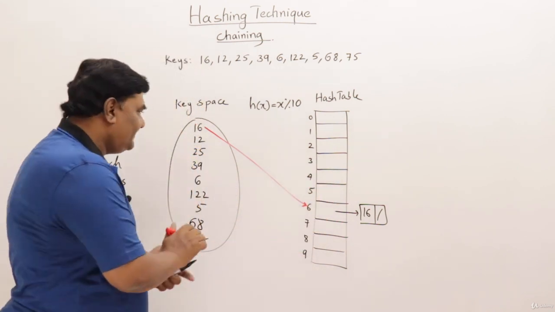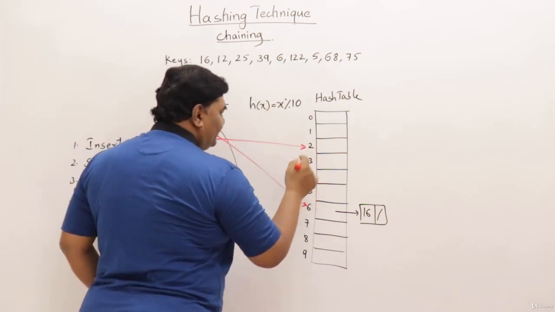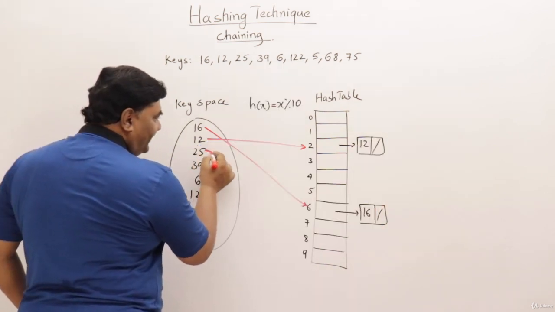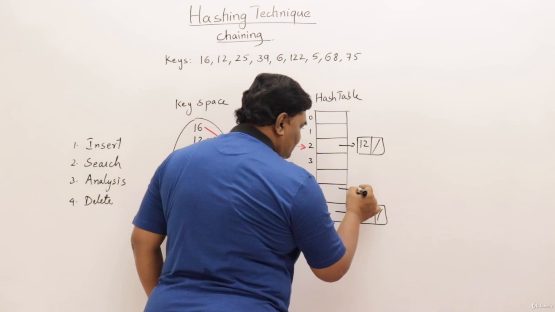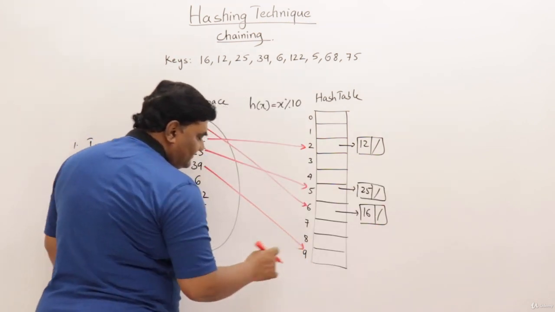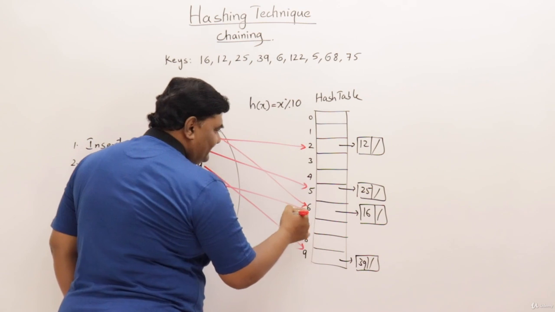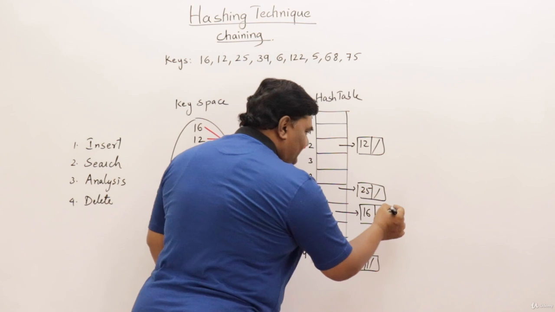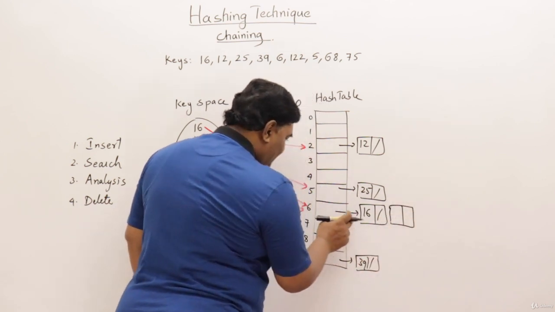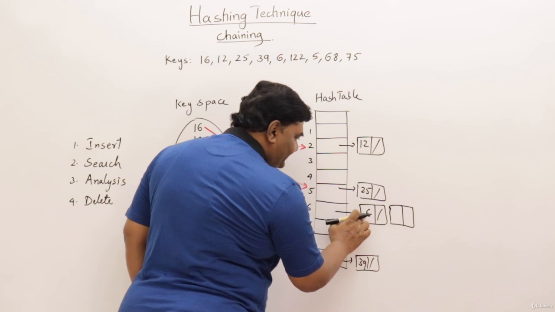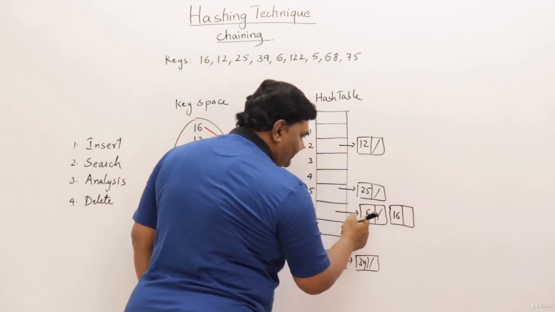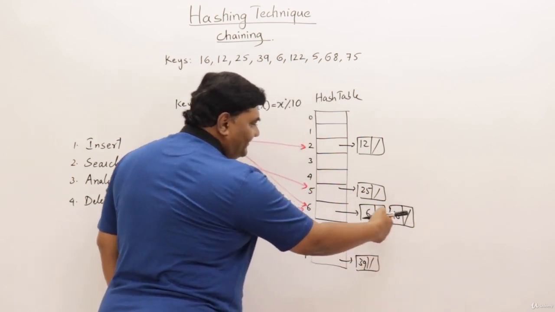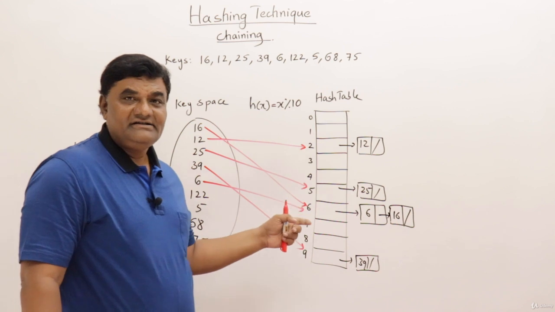Then let us insert the rest of them. 12 mod 10 is 2, so it is inserted at this place in a node. 25 is 5. 39 is 9. 6 is 6. This is a collision. But here we are inserting in a linked list, so I will create a new node and insert here. But 6 is smaller than 16, so 16 should go there and 6 should be inserted here. Means these keys must be inserted in sorted order. They must be kept in sorted order so that searching is easy.